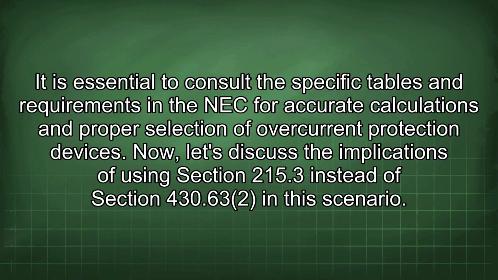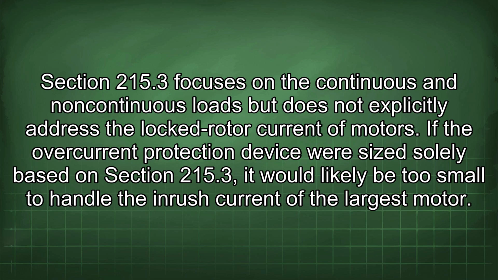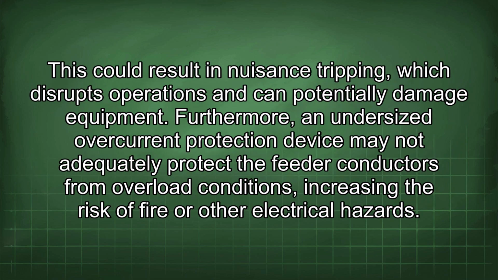Now, let's discuss the implications of using Section 215.3 instead of Section 430.63 in this scenario. Section 215.3 focuses on the continuous and non-continuous loads but does not explicitly address the locked-rotor current of motors. If the overcurrent protection device were sized solely based on Section 215.3, it would likely be too small to handle the inrush current of the largest motor. This could result in nuisance tripping, which disrupts operations and can potentially damage equipment. Furthermore, an undersized overcurrent protection device may not adequately protect the feeder conductors from overload conditions, increasing the risk of fire or other electrical hazards.